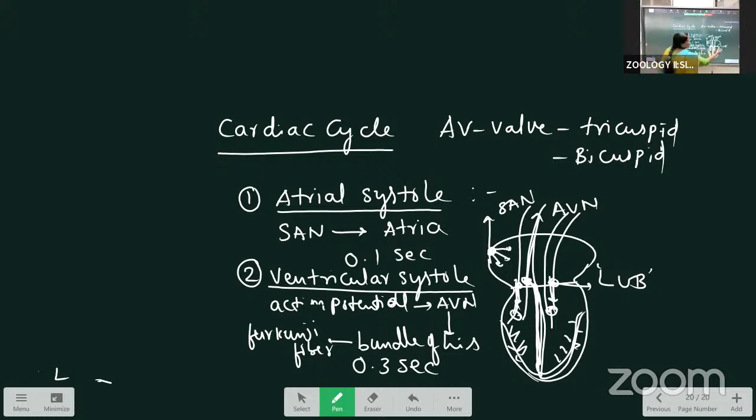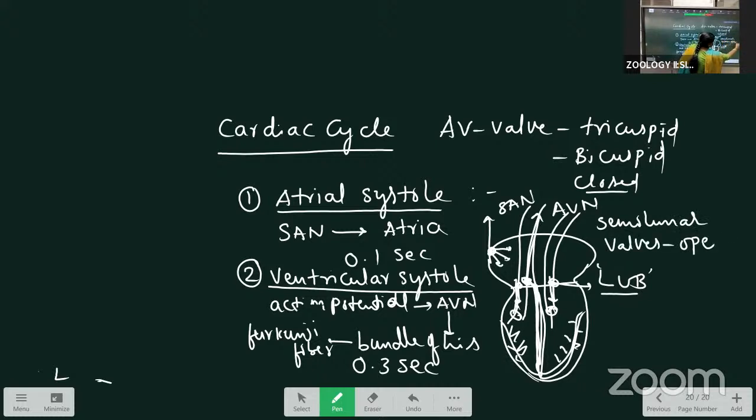So in this time, which valves? The AV valves are closed and the semilunar valves are opened. Both happen together. The AV valves are closed and the semilunar valves are open. At that time the heart first sound, the lub sound, is produced. That is about the ventricular systole.